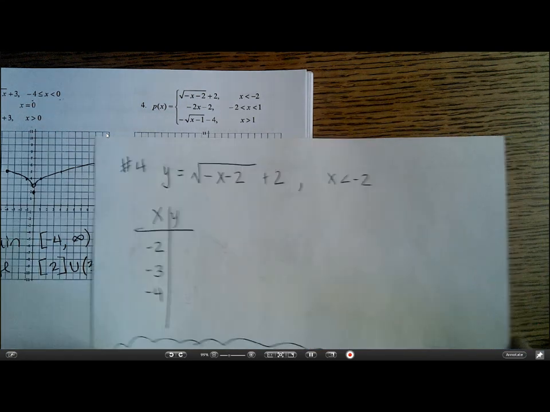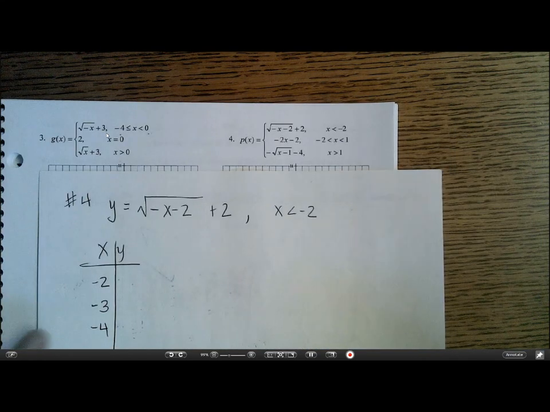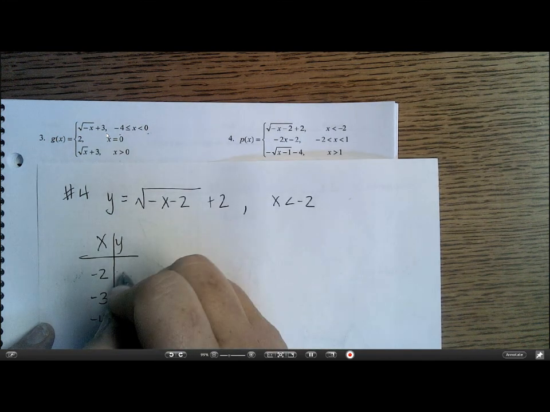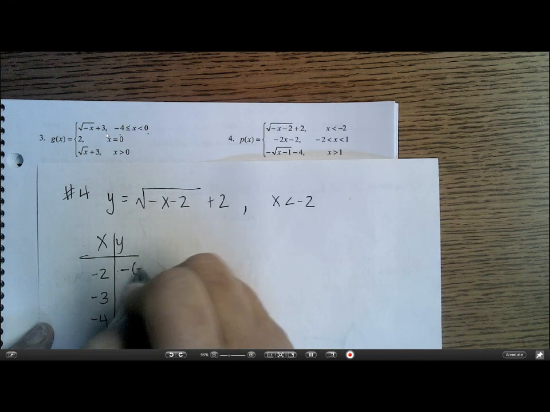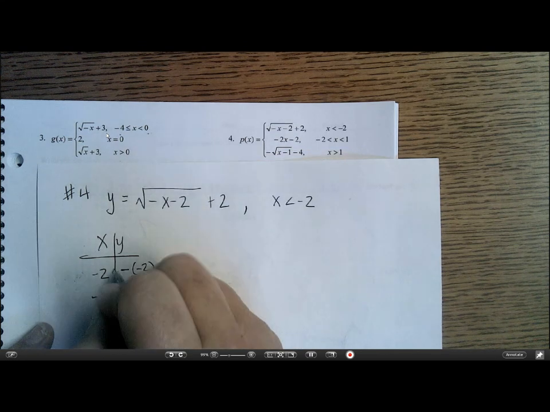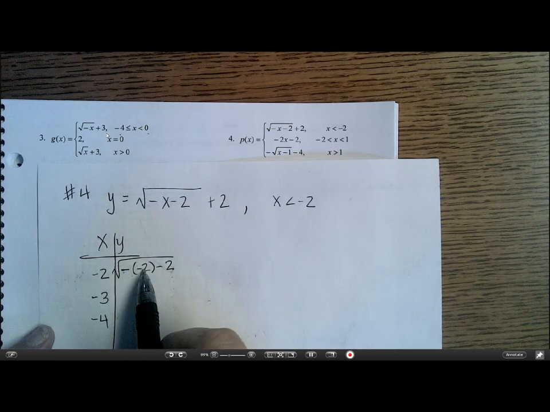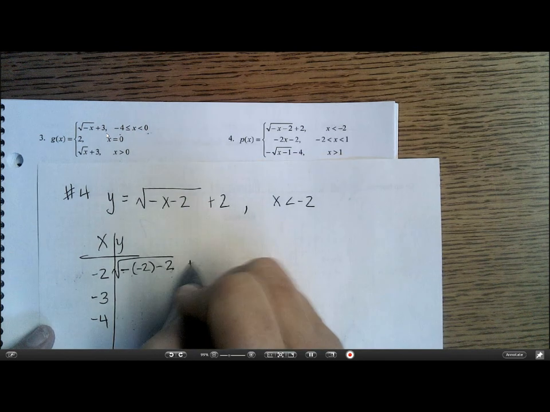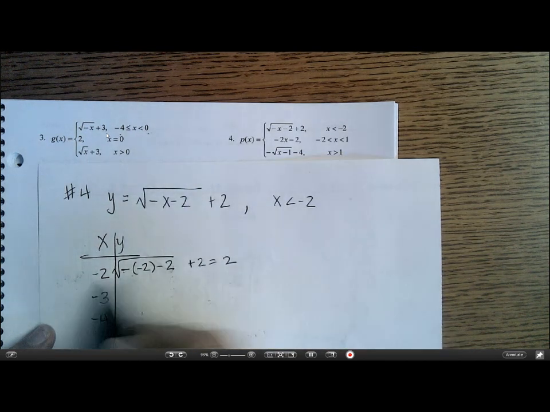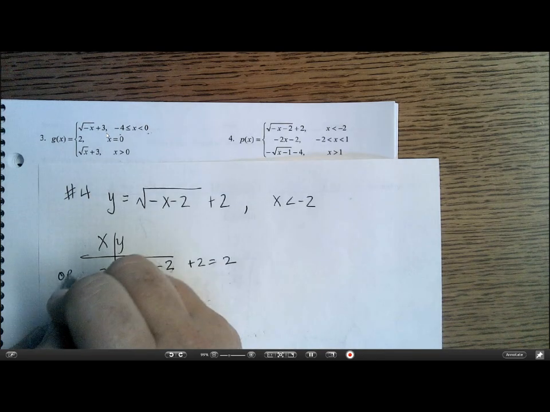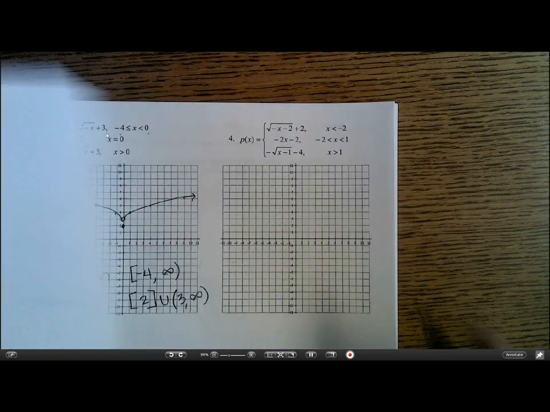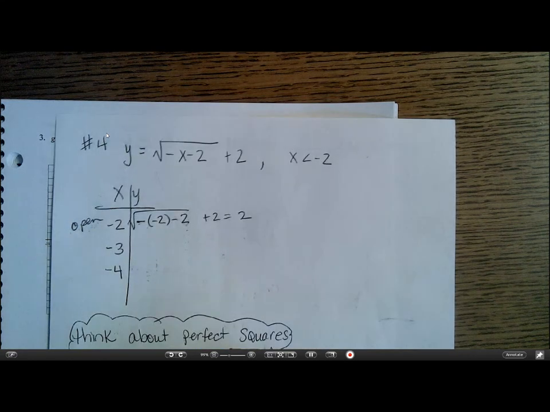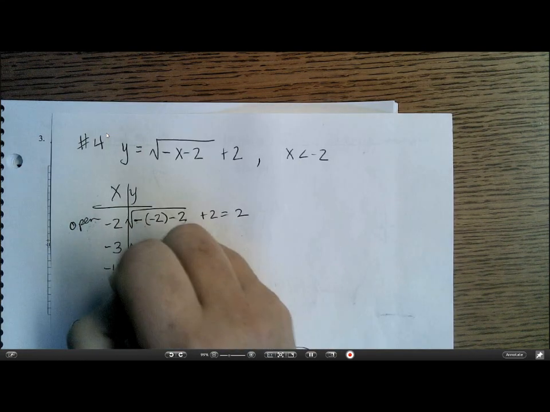Again, we're going to look at this as a table. X is less than -2. So if I were to plug in the opposite of -2, minus 2, that's going to give me 2. Minus 2 is 0. 0 plus 2 is 2. So I've got -2, 2, and this is going to be open.